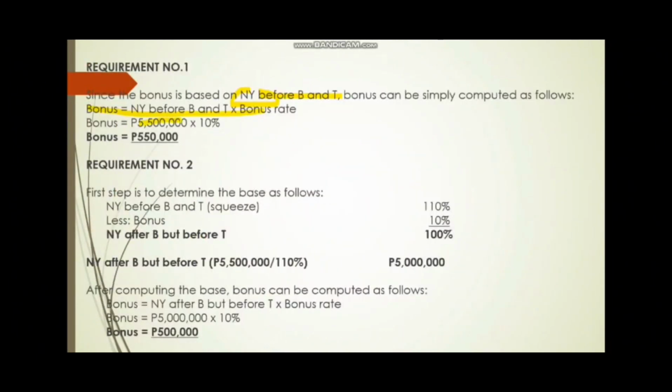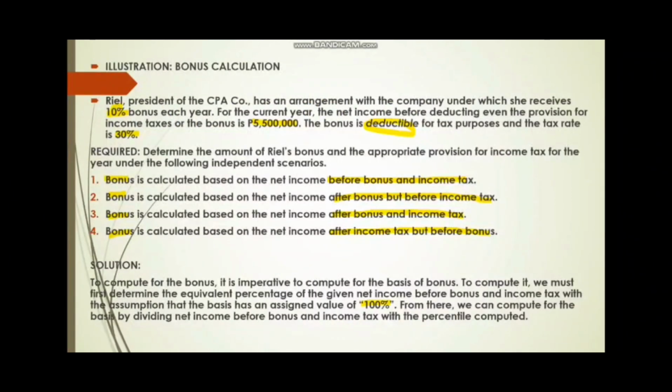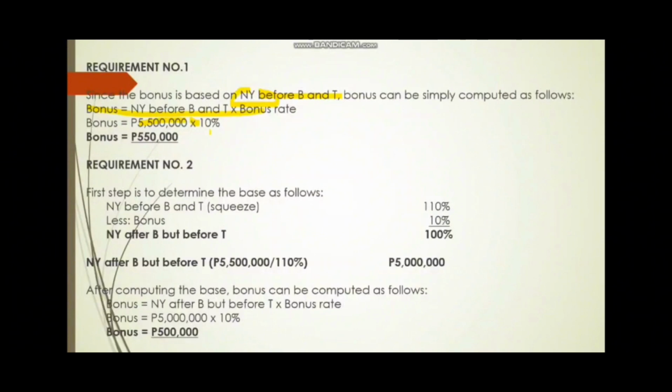So, we multiply 5,500,000 by the bonus rate, which is 10%. Then we come up with a bonus of 550,000. Then, for requirement number 2, the first step is to determine the base as follows. So, the net income before bonus and tax squeeze is 110%, that is, plus the bonus of 10%.